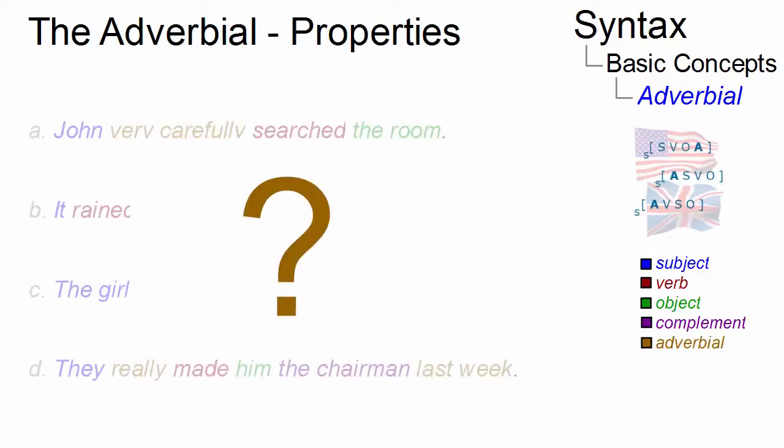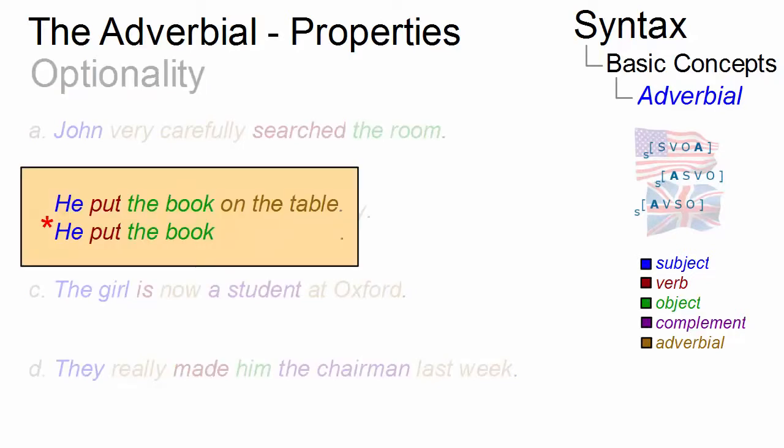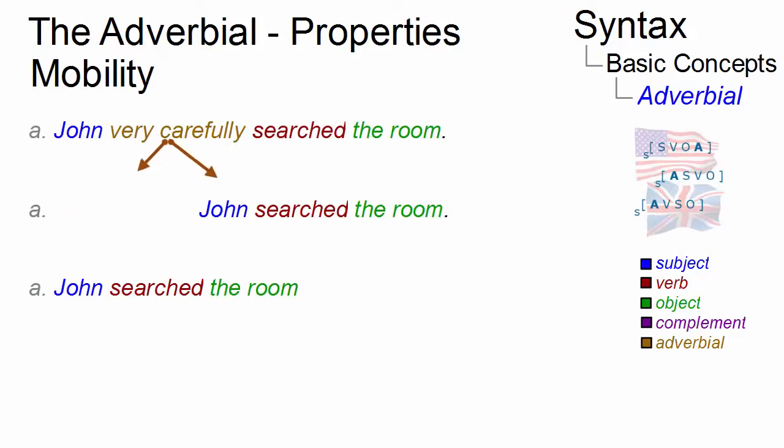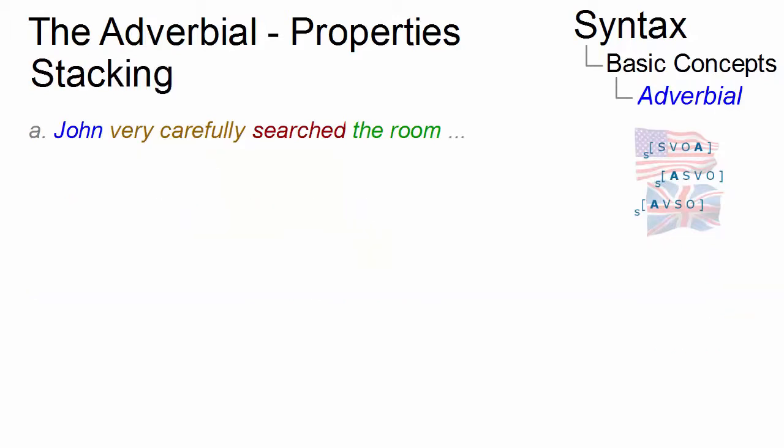But how can we identify adverbials? Well, they are mostly optional, except some obligatory adverbials, for example the obligatory place adverbial of put, as in he put the book on the table. Furthermore, adverbials are generally mobile, with some constraints depending on the type and the form of the adverbial, and adverbials can generally be stacked. Here is an example.